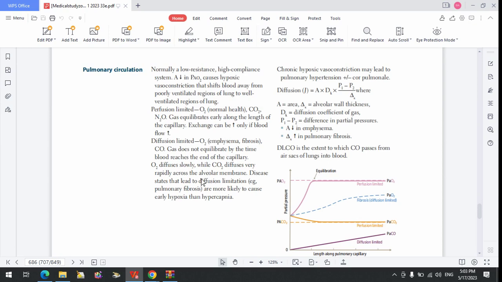So to put it simply, you just say that the volume change at a particular pressure is higher in expiration than in inspiration, because you are comparing two things. The volume change in response to a pressure is compliance.